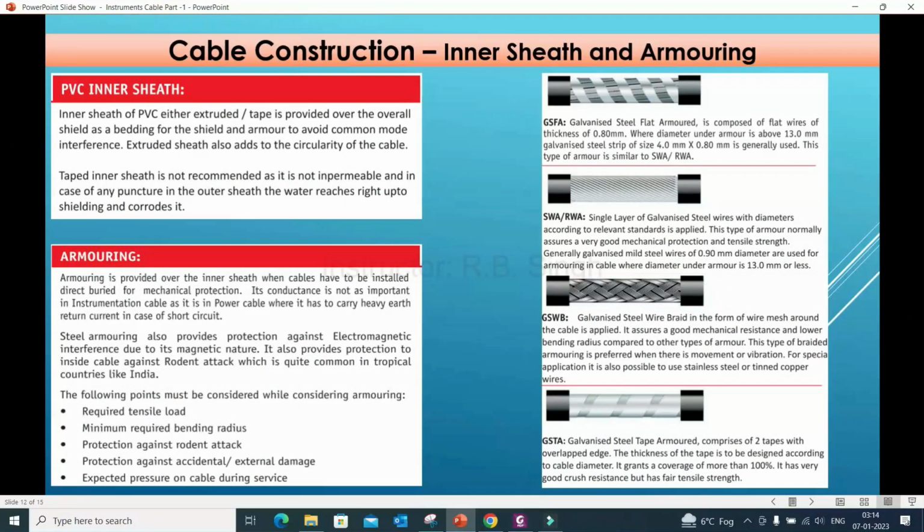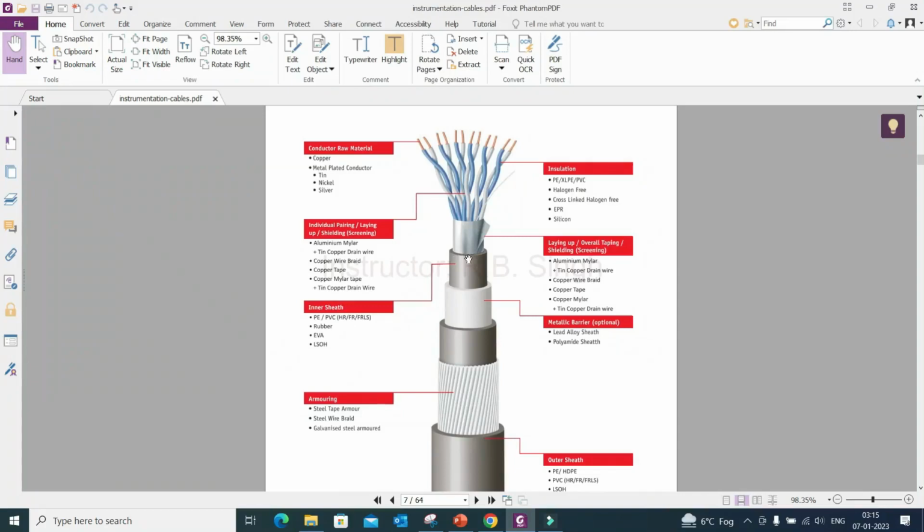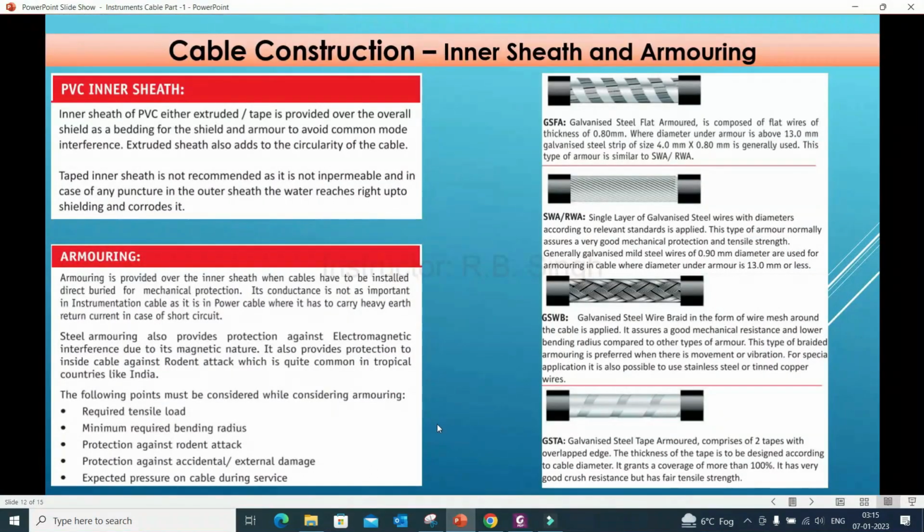Again, the inner sheath and armoring. If you talk about the inner sheath, you can see in the picture this is the inner sheath. This is the conductor, this is the insulation, blue and white insulation, and then this is the screening. Again, this is the inner sheath material: PVC, HR, FR, FRLS, rubber, EVA, LSOH, these types of inner sheath material. So what is the inner sheath material?